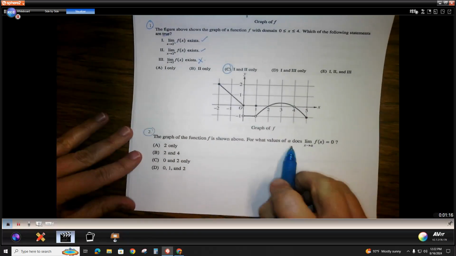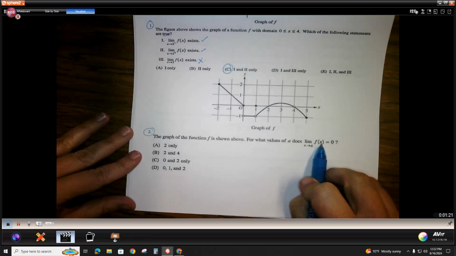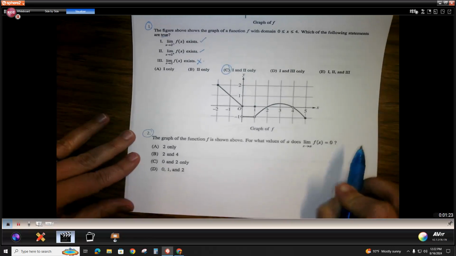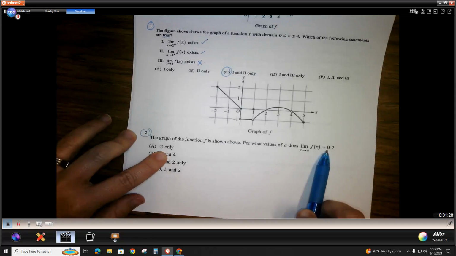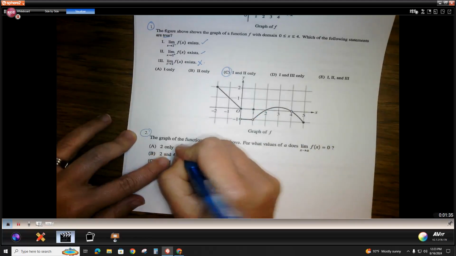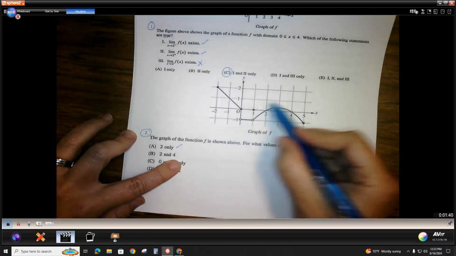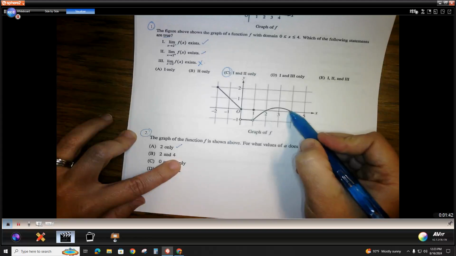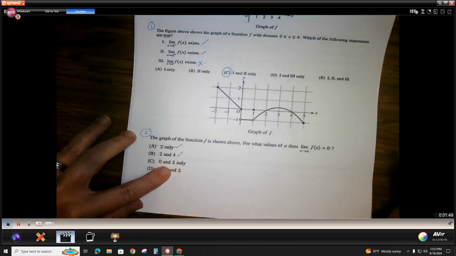Okay, number 2. For what values of a does the limit as x approaches some a value of f of x equal 0? So we want to know where the limit equals 0 on this graph. Let's look at 2. At 2, the limit is 0. We can see from the left and the right at 2, it would equal 0. So that's true. At 4, the limit would also be 0 because I can see from the left and the right, it is approaching 0. So that is true, which makes the other option not true.